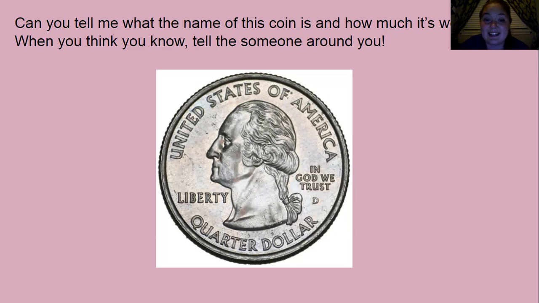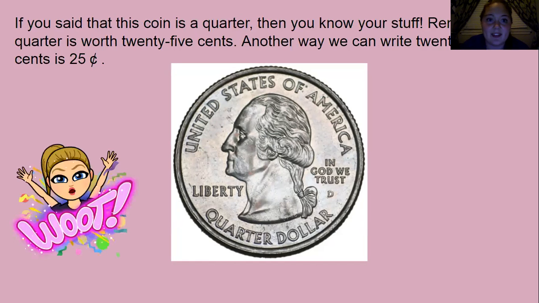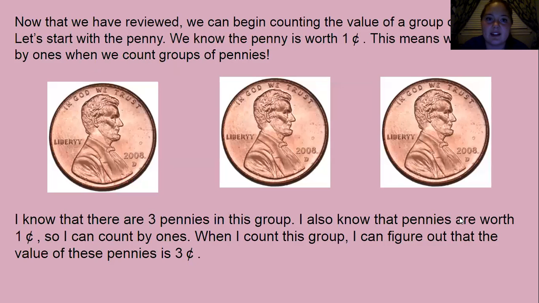Okay, are you ready to see if you were right? If you said this coin is called a quarter, then you know your stuff. Remember, a quarter is worth 25 cents. Another way to write 25 cents is just like this right here, with a 25 and then a cent symbol after it, so we know we're talking about money. That was a great job reviewing, friends.